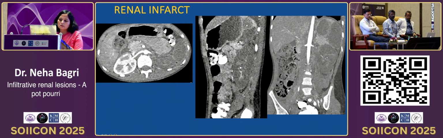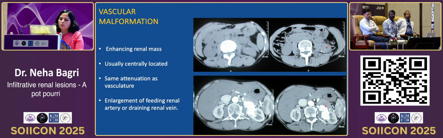Renal infarct, the kidney will not enhance at all. There will be complete disruption of the renal artery. This was a case of trauma. So there is no way you can confuse it with a mass, but it can be a mimicker in certain situations. The kidney is not at all enhancing. Vascular malformations, what you will see, an enhancing renal mass with the same attenuation as vasculature.